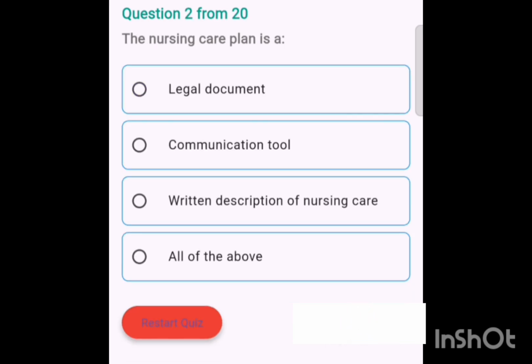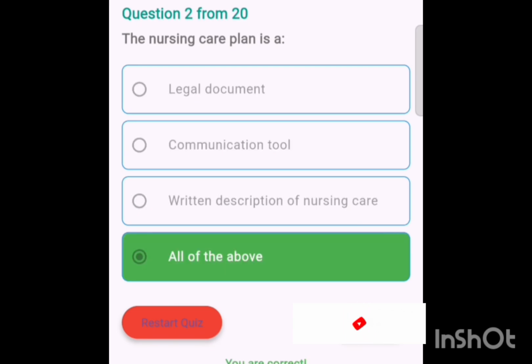Nursing care plan is a: options are legal document, communication tool, written description of nursing care, all of them. The correct option is all of the above. The nursing care plan is a communication tool that helps to ensure that all the nurses of the healthcare team are aware of the client's care plan.